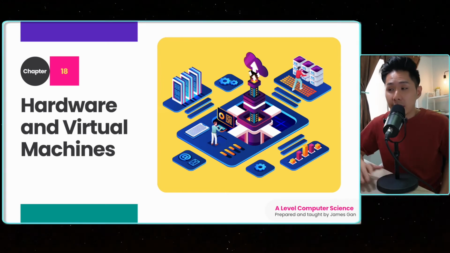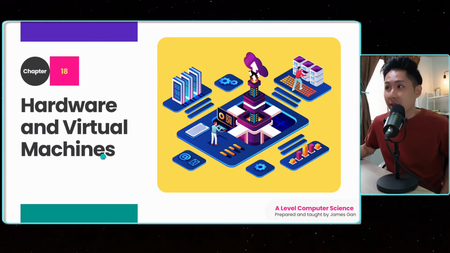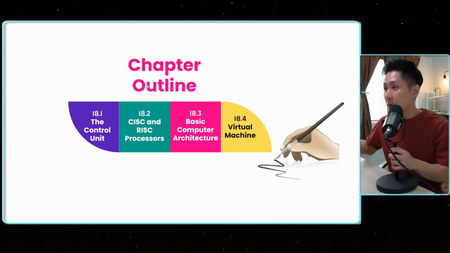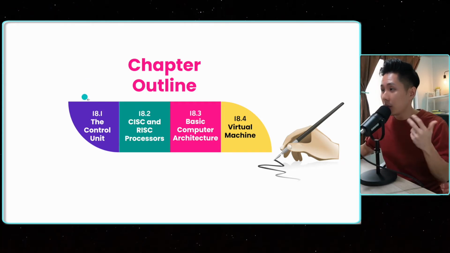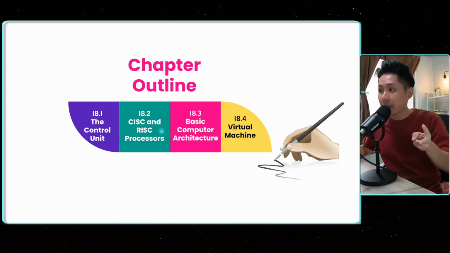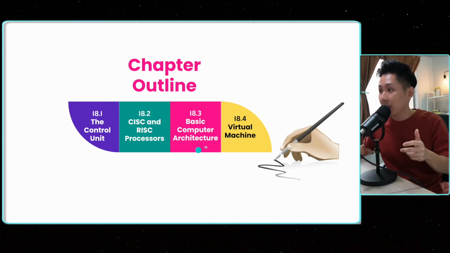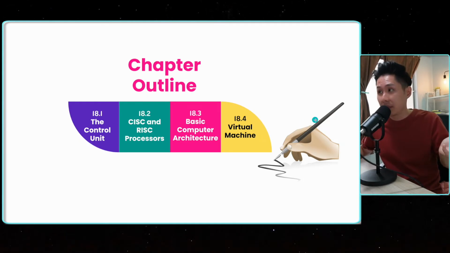So this is James. Today we're going to talk about hardware and virtual machines, which is chapter 18 of A-level computer science. So let me just give you an overview of what we are going to cover. First of all, we're going to look at what the control unit does and look at the two different types of instruction set architecture, CISC and RISC processors, some basic computer architecture, and followed by what is a virtual machine.